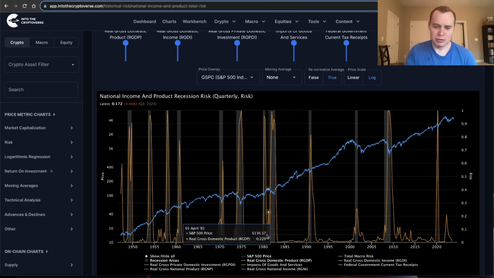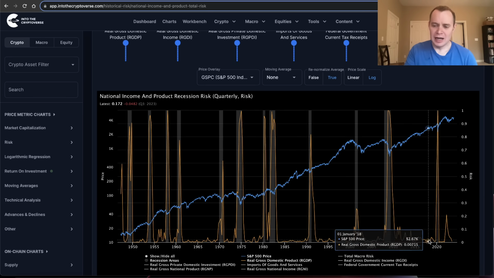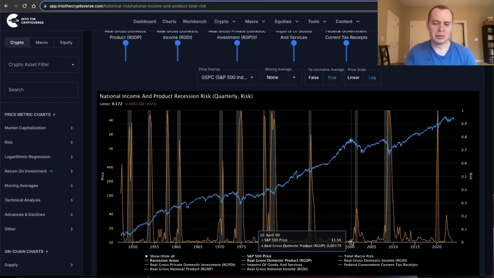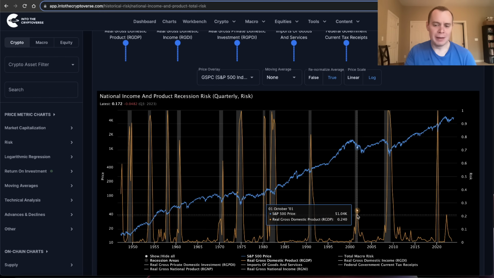Or sorry, at bottoms, right? It's like if you were to look at this when it's relatively low, like over here, and say, oh, well, the risk is low on this, that means there's no recession. Well, just look at what happened right after it. So some of these risk metrics are a little bit more useful in terms of trying to plan on what's likely going to happen.